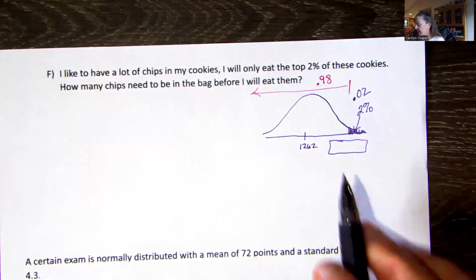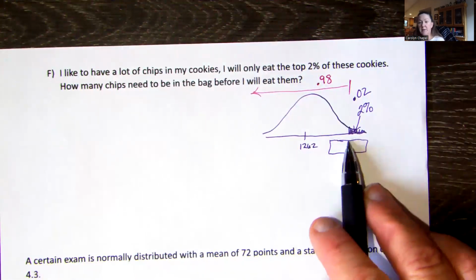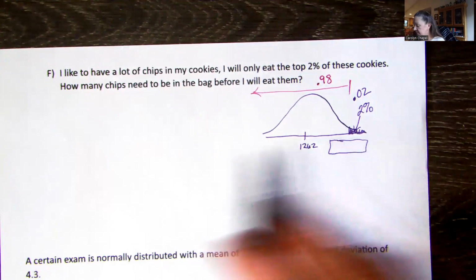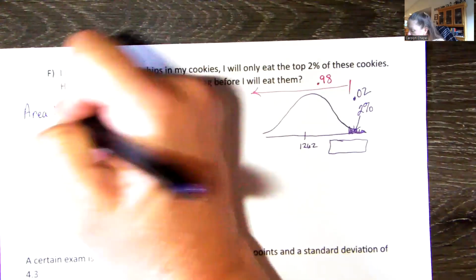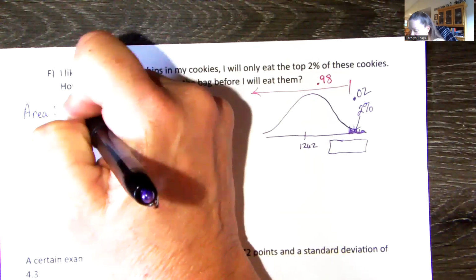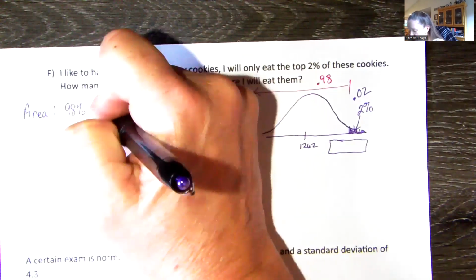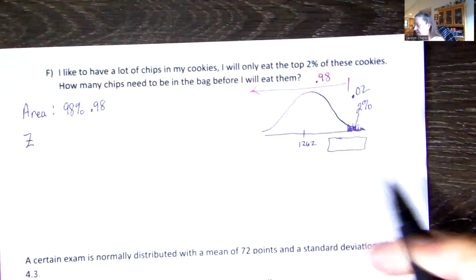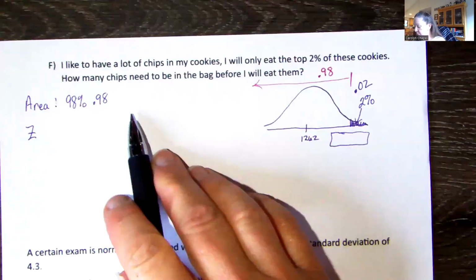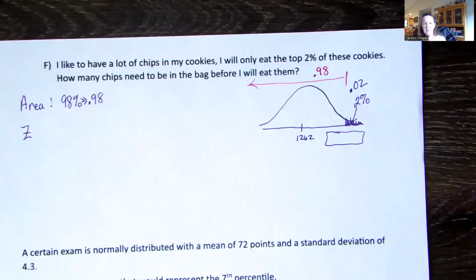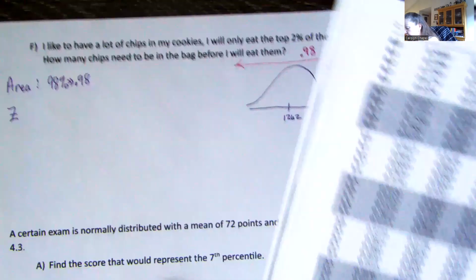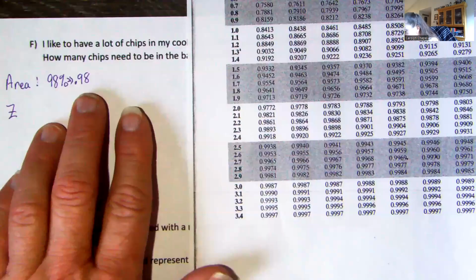I also know that I'm at the upper side, so I'm going to be a positive z value. So this is going to have our area. And the area that we're looking up is actually that 98%, that 0.98 to get the Z. The 0.02 gave us the 0.98. And now we're going to use our table to find our Z. So we're looking for 0.98.